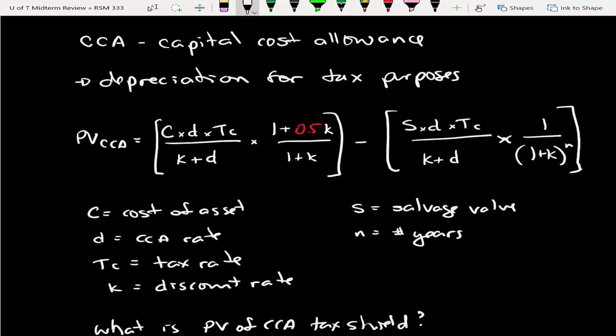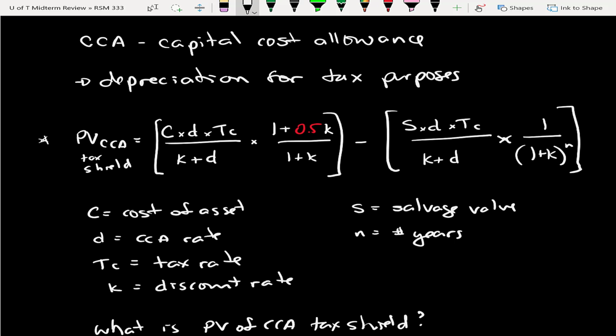So they don't want to do that. They'll tell you what the depreciation rate that is acceptable is for each type of asset, like a truck, a machine, and that's called the CCA rate. Okay, and this is a big formula that you should all have on your formula sheets. Okay, so the present value of the CCA tax shield is as follows.